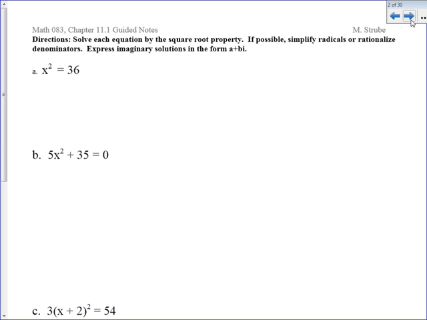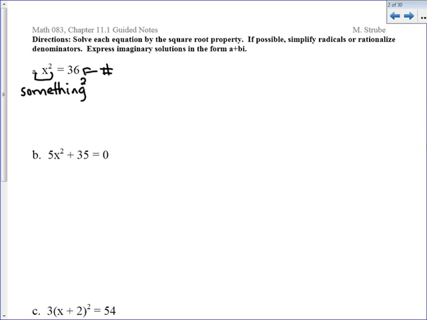So my first problem says x squared equals 36. So this is a prime candidate for the square root property. The directions say so we have to use it. But something squared, that's x squared, and on the right side is just a number. It's the only time the square root property applies.